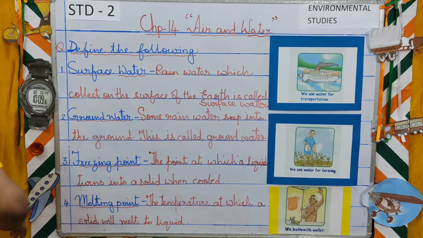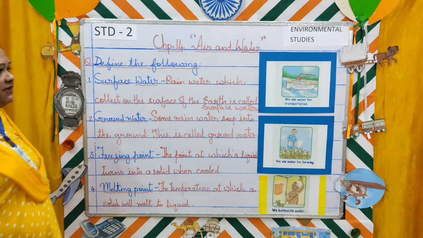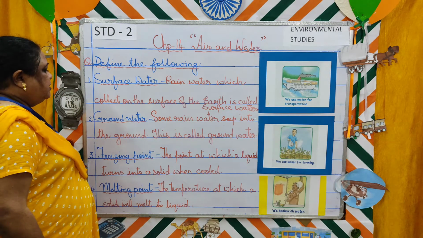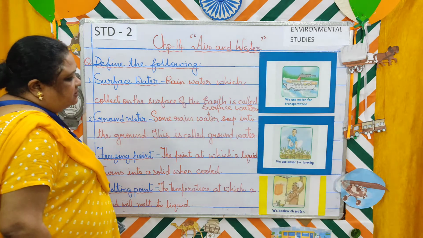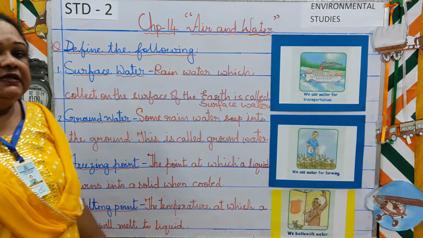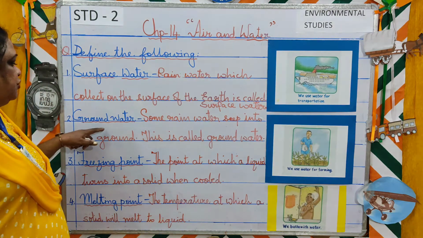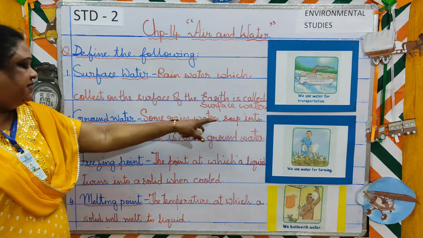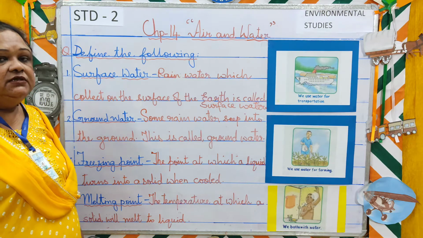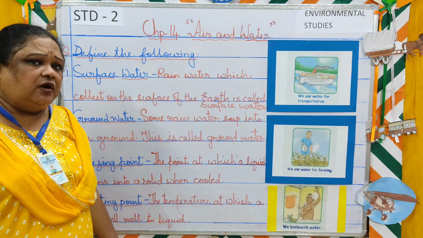Now children, let us look at the points once again. Surface water. Rainwater which collects on the surface of the earth is called surface water. For example, oceans, rivers, ponds and lakes. Coming to groundwater, some rainwater seeps into the ground. This is called groundwater. Wells, tube wells and hand pumps are some examples of groundwater.